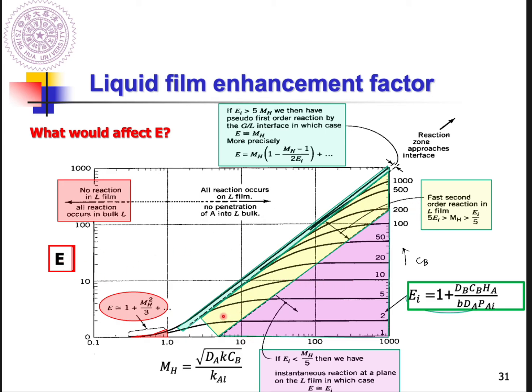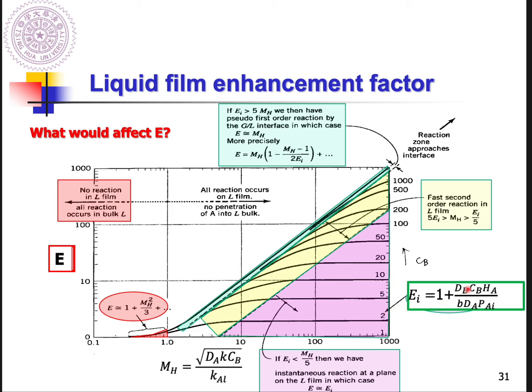Fast reaction is the yellow region. How do we do that? You can observe there are several curves: 2, 5, and 10. This is the EI. The value for EI is the liquid film enhancement factor E at instantaneous reaction.